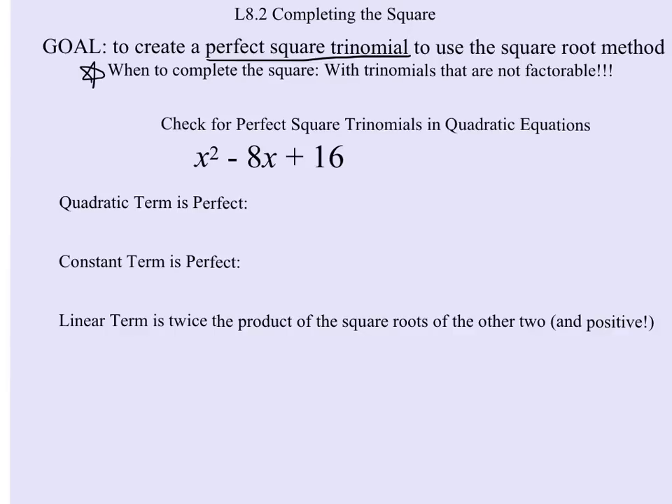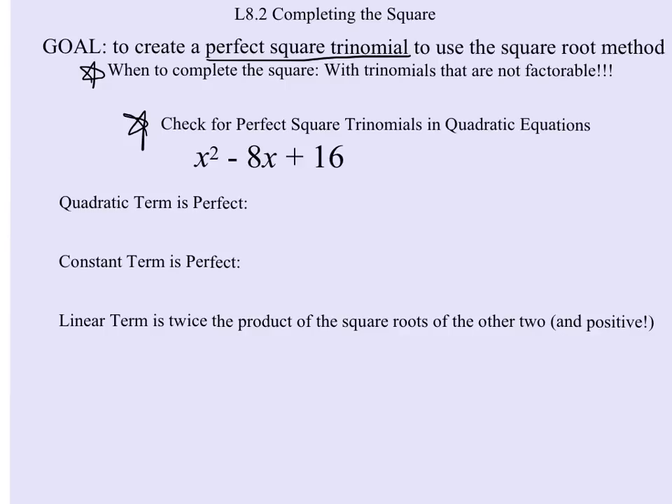So before, when we would try and solve something, we had to use zero product property. If we couldn't factor it, we would write prime. Now what we can do is create a perfect square trinomial so that we can use square root method. So the first thing that we're going to review is how to check for perfect square trinomials.